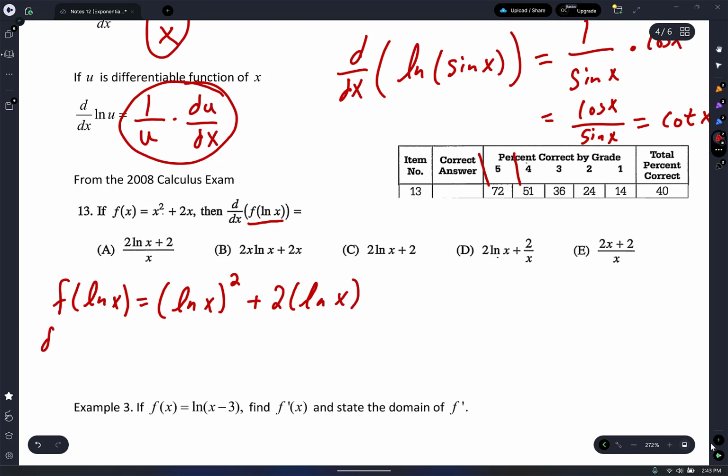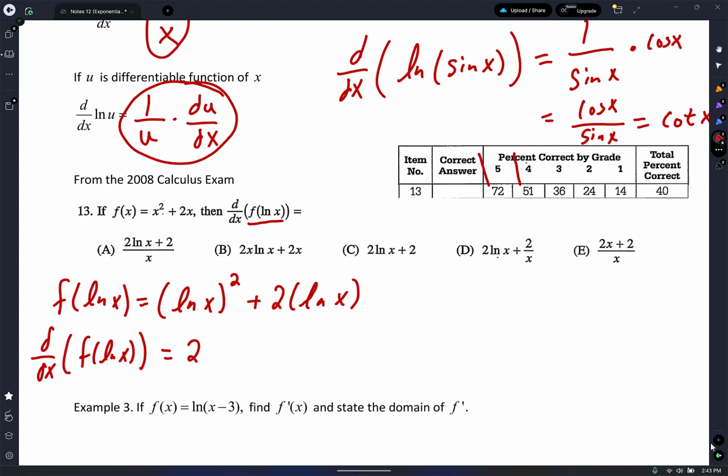No. d dx of f of ln of x. I guess I could have also just put f prime of ln of x, but oh, I already started. Equals, I got to do chain rule. What's the derivative of ln of x with the power 2 up there?